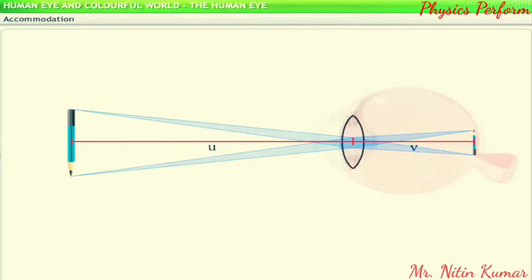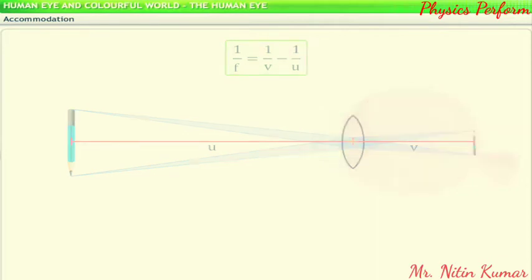Let's refresh your memory. The relation between the object distance u, image distance v, and focal length f is represented by the expression 1 divided by f is equal to 1 divided by v minus 1 divided by u. In this relation, all distances are measured from the center of the lens.